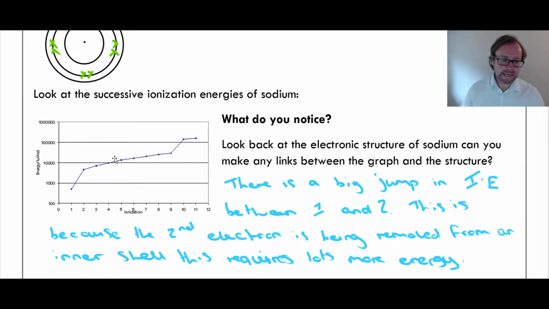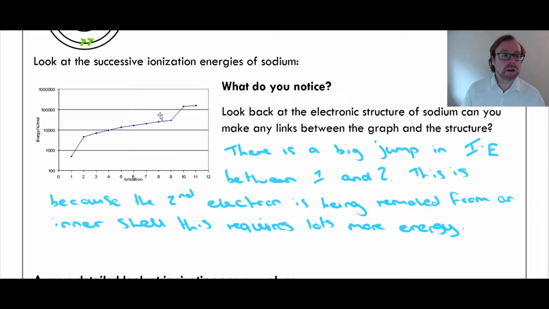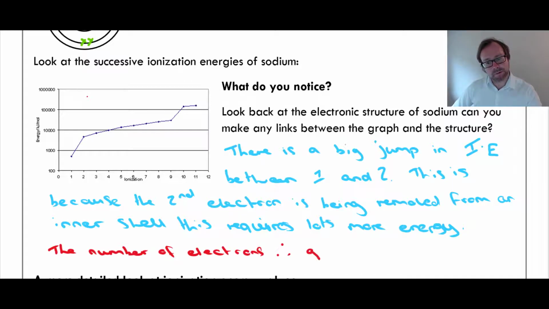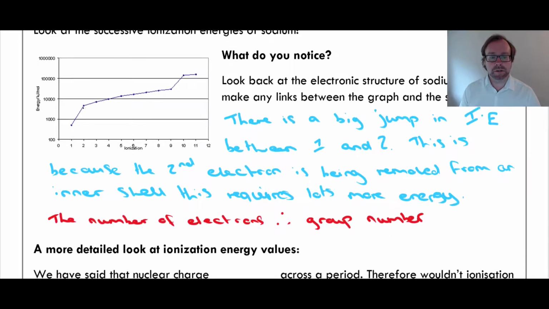Right, so why is this important? Well, it can tell us which group an element will belong to. So this tells us, I'll put it in red, the number of outer electrons, therefore the group number. So where you see a big jump in ionization energy, you know you're moving to an inner shell, and therefore you know the number of outer electrons and what group that element belongs to.